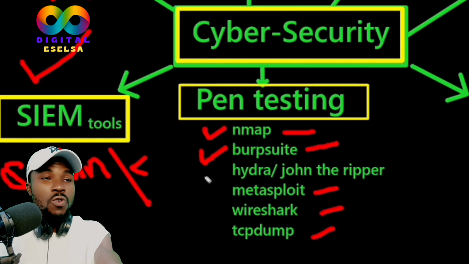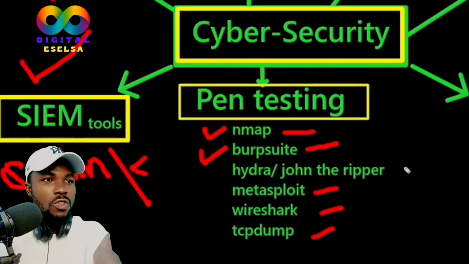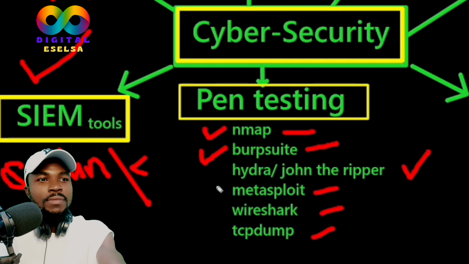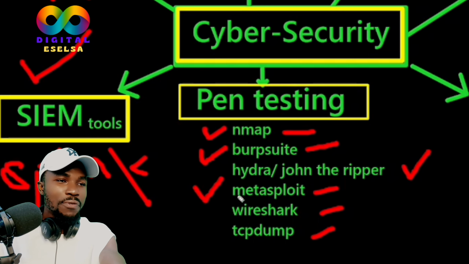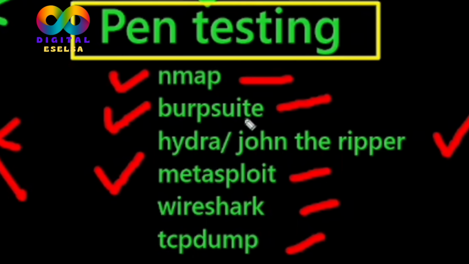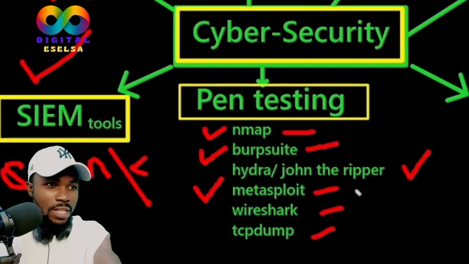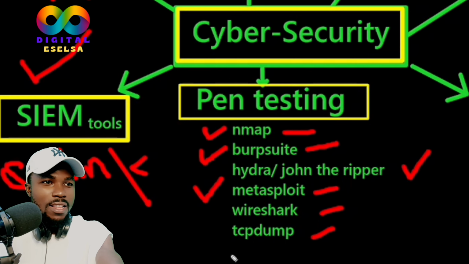Now, another tool we also use in penetration testing is Hydra or John the Ripper. These are the tools we use for brute forcing or cracking passwords. Then Metasploit. Metasploit is another very important tool. It is a framework that we use to launch exploitation, for exploiting any vulnerability that we discover. You must learn how to master Metasploit. They are all pre-stored inside your Kali Linux.